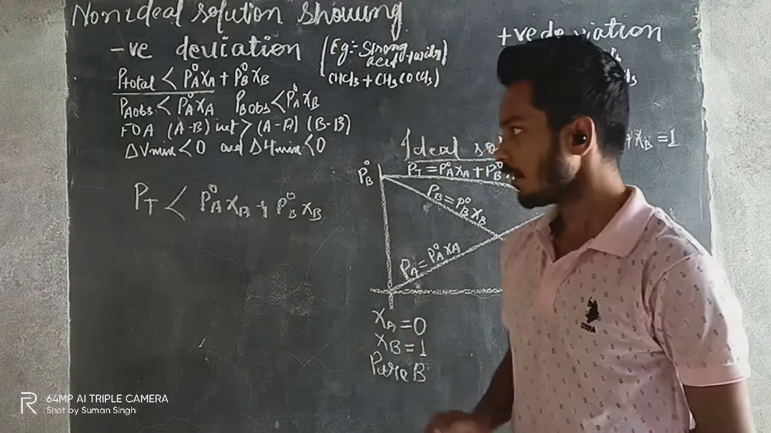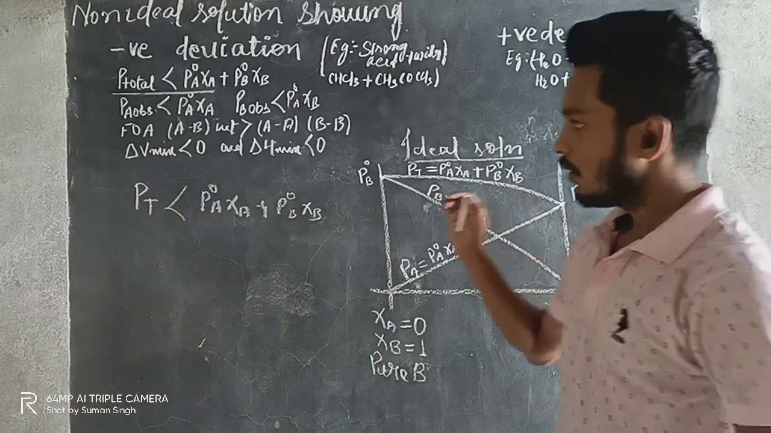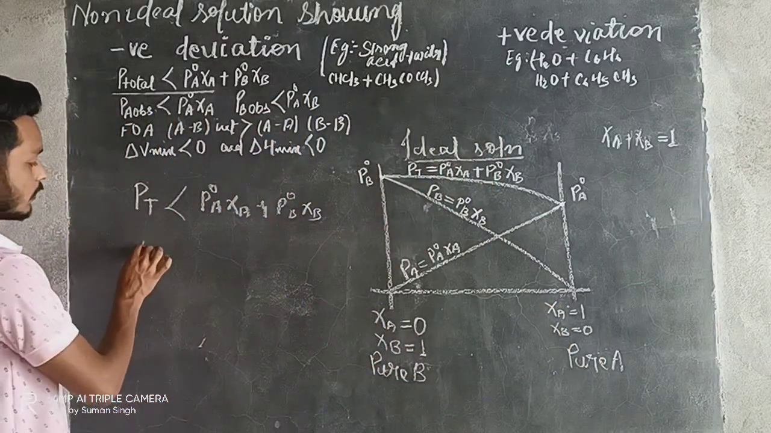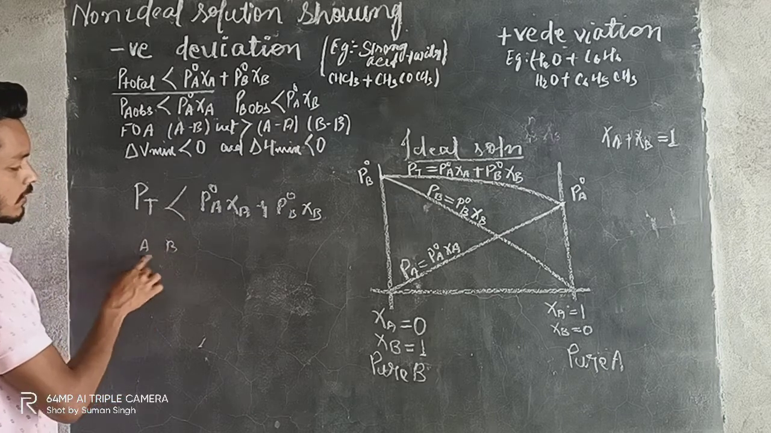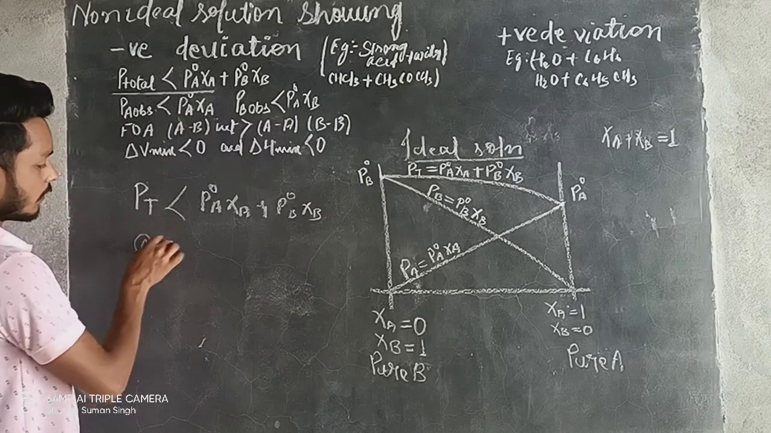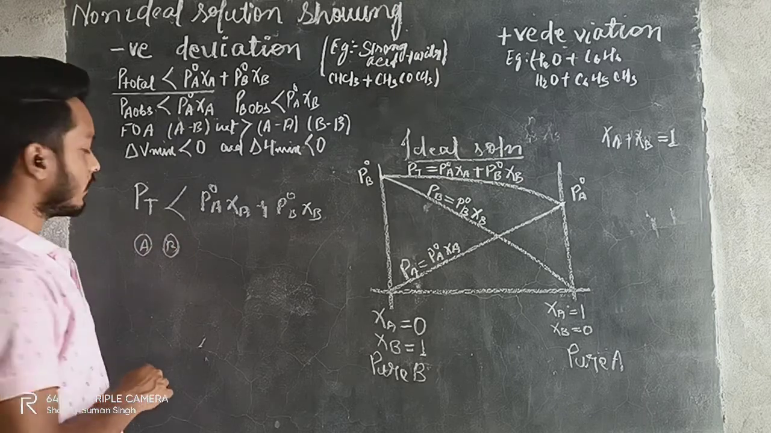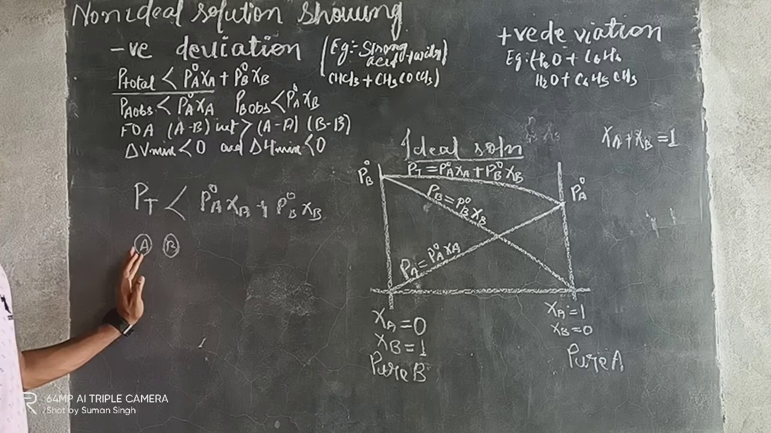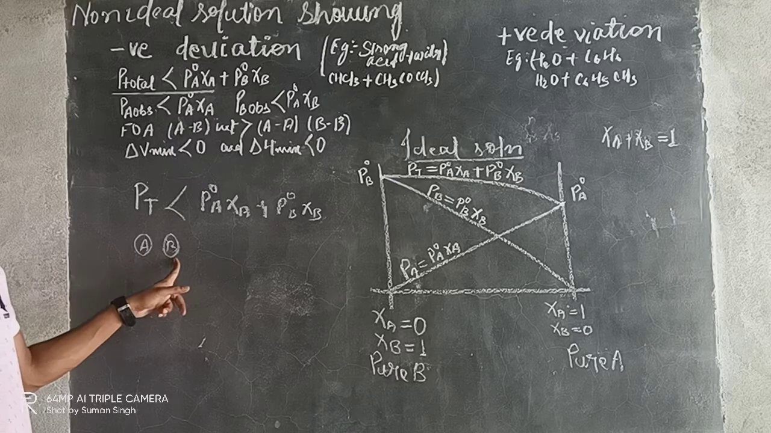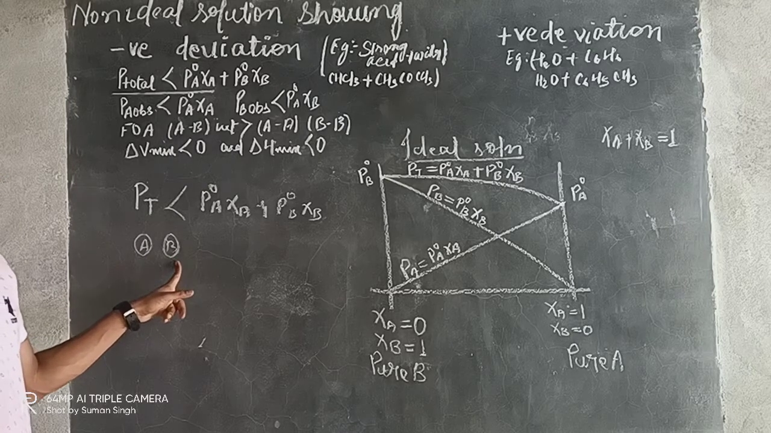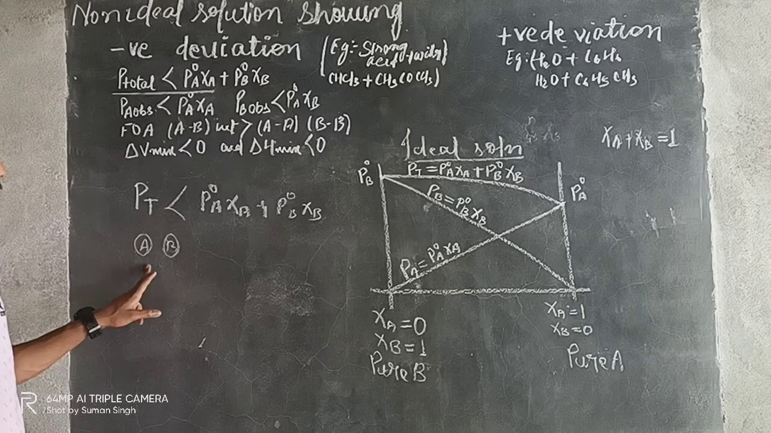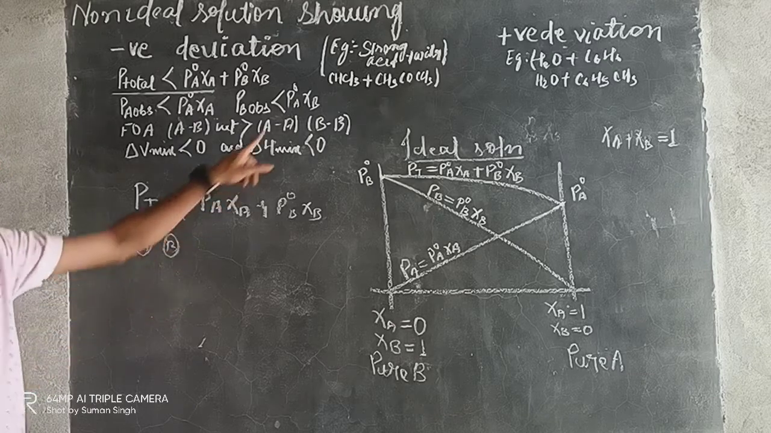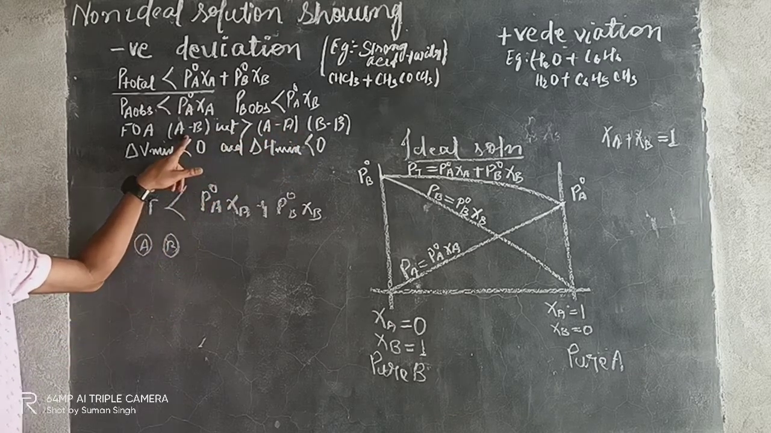Just see like this. What is actually happening here? Previously we have taken two components, A and B. When A was in a separate container and B was in a separate container, at that time some vapor pressure was there, and some force of attraction was between AA molecules, and some force of attraction was between BB molecules, right? But now, when we have mixed these two together, AB has formed, right?